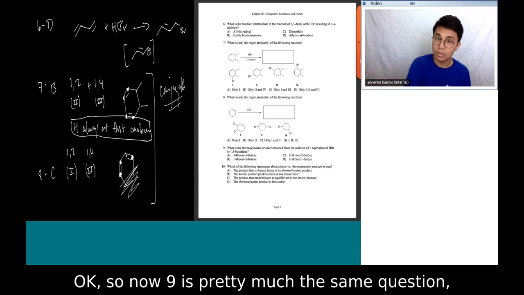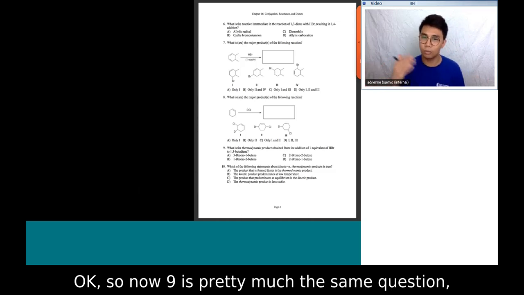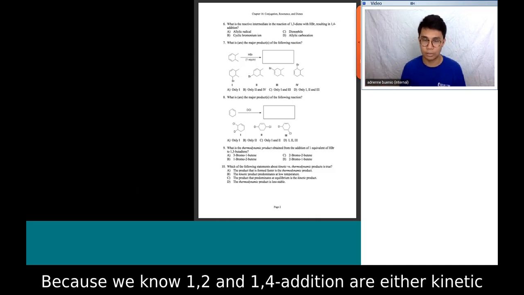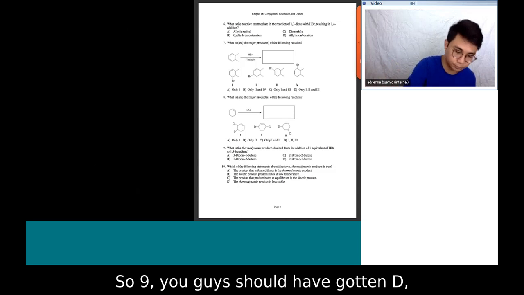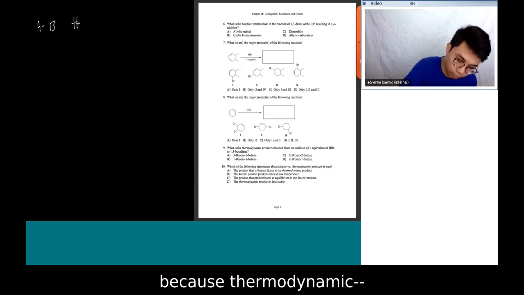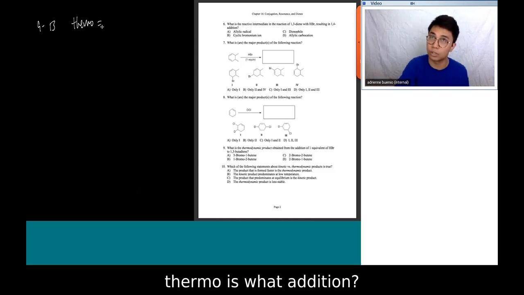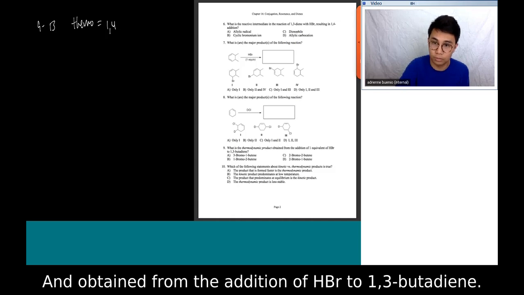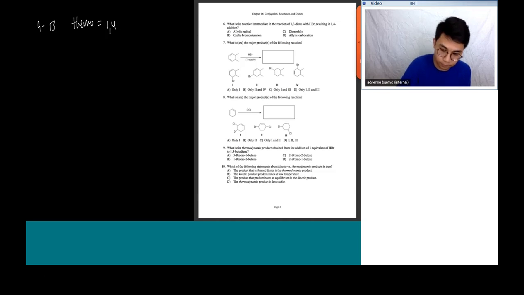Okay, so now 9 is pretty much the same question, but now it's asking in a different type of way because we know 1,2 and 1,4 addition are either kinetic and thermodynamic, right? So 9, you guys should have gotten B because thermodynamic. Thermo is what addition? 1,4 addition, right? And obtained from the addition of HBr to 1,3-butadiene.